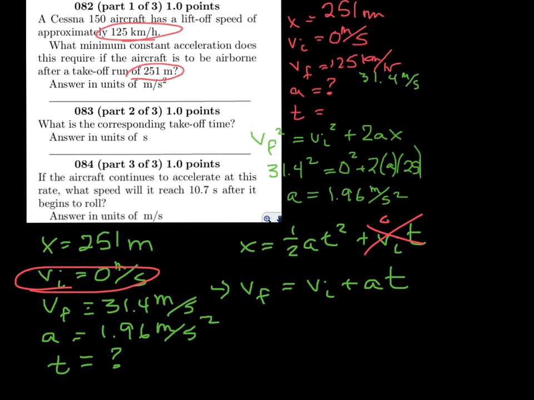So we know our final velocity is 31.4 meters per second, and that's going to equal 0 plus 1.96 t. Solving for t, we get 15 seconds. And when you're in that plane waiting for it to take off, that seems like a huge amount of time.